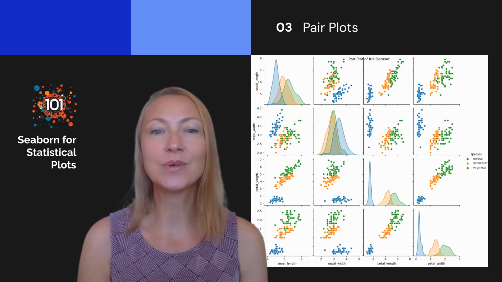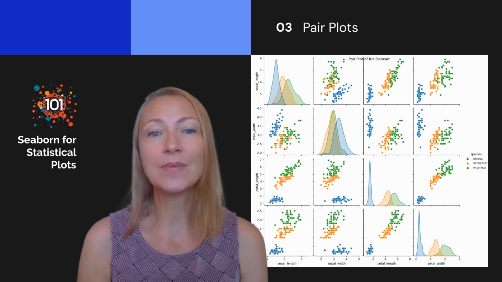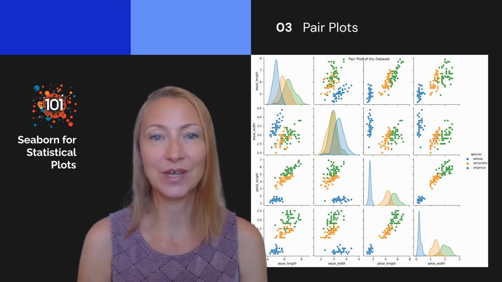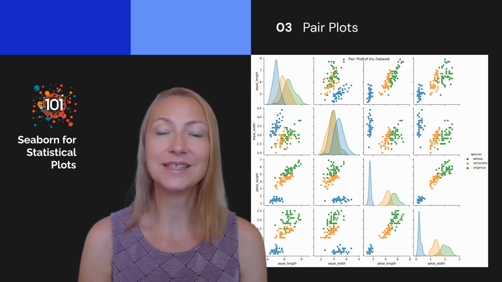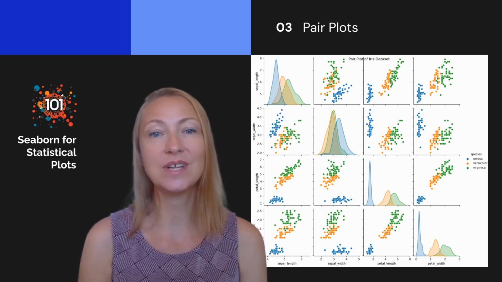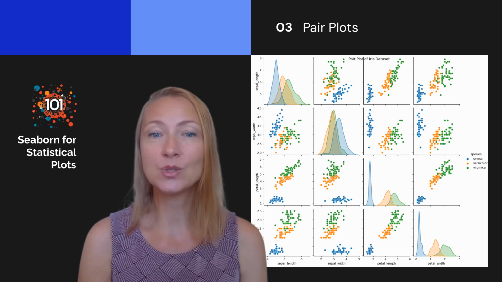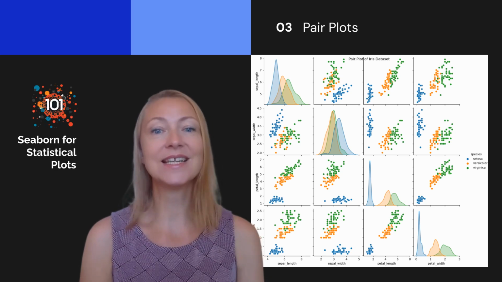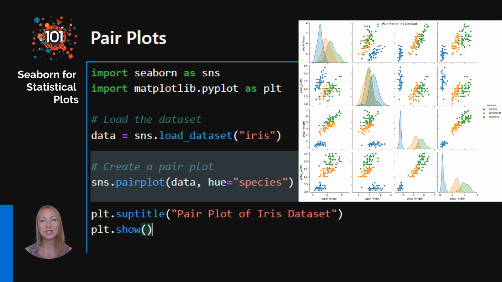Pair plots are useful for visualizing relationships between multiple variables in a dataset. A pair plot displays scatter plots for each pair of variables, allowing you to see correlations and interactions between them. Additionally, it shows the distribution of each variable on the diagonal. This can be particularly insightful when you want to explore how different features interact with each other and identify any potential patterns or clusters. Pairplot is a function from Seaborn that creates a grid of plots.